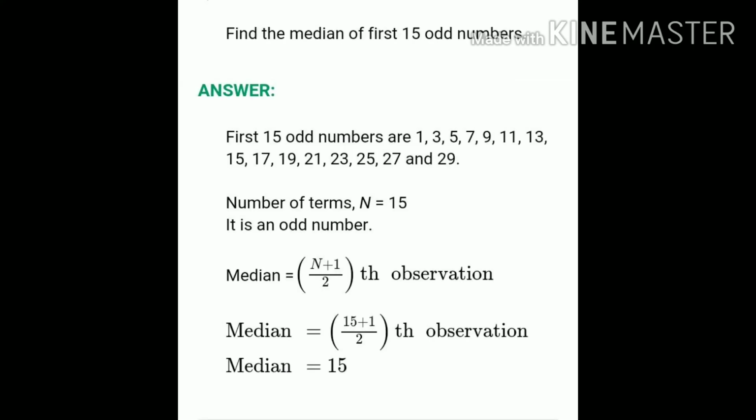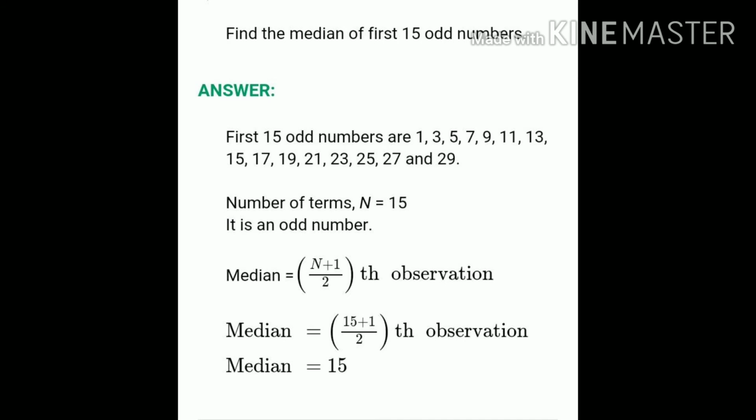Let's check one example. Find the median of the first 15 odd numbers. 15 means it is an odd number of data, so a total of 15 data is given. What is the formula I told to find the median if the number of data is odd? That is n plus 1 by 2 th observation. Here n is 15, and the median is 15 plus 1 by 2 th observation. 15 plus 1 is 16, by 2, that means the 8th observation.